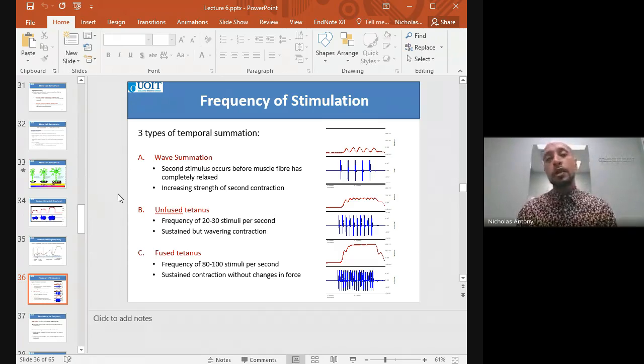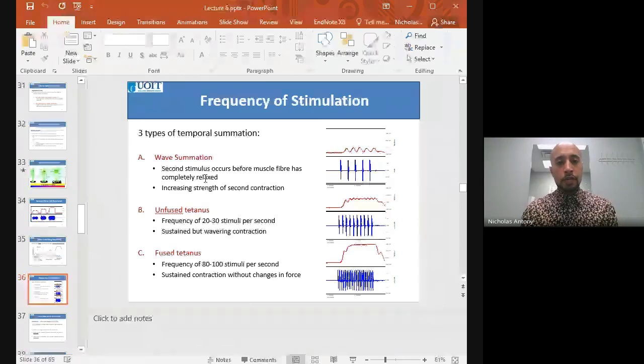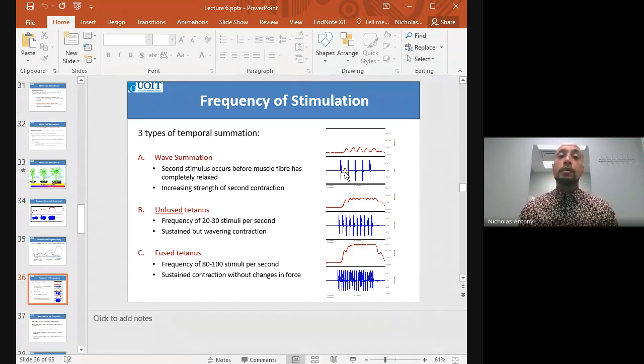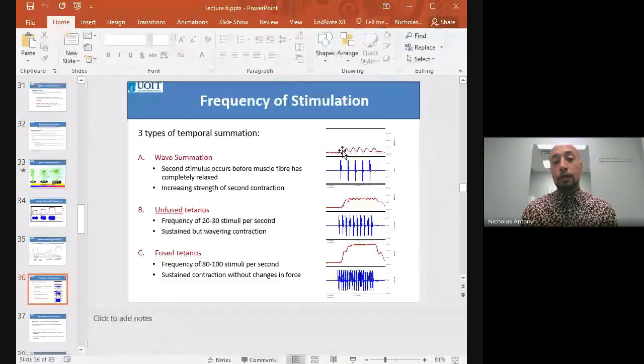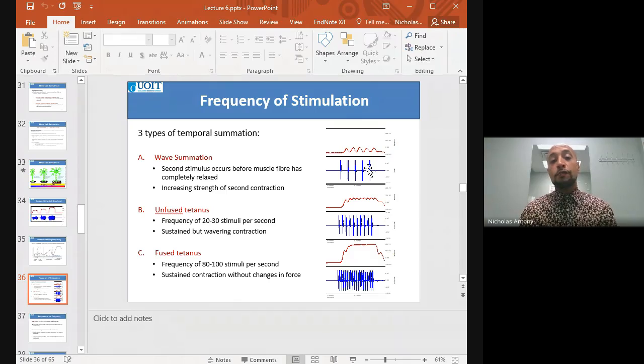And so here we can see with wave summation, this is less than 20 action potentials per second, or a frequency of lower than 20 hertz. You can see that there's only a small addition of the motor unit contracting force with each successive action potential. Whereas if you get to a motor unit firing frequency of 20 to 30 stimuli per second, so 20 to 30 hertz, that's when it starts to build up. And that's called an unfused tetanus, like we saw in the previous diagram.